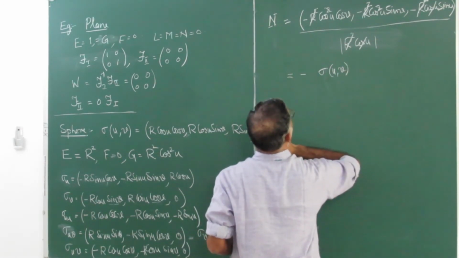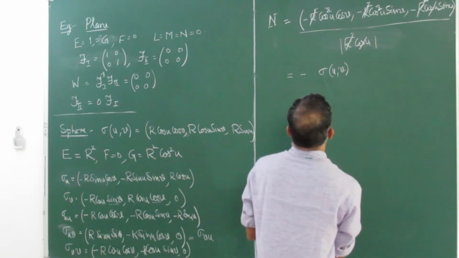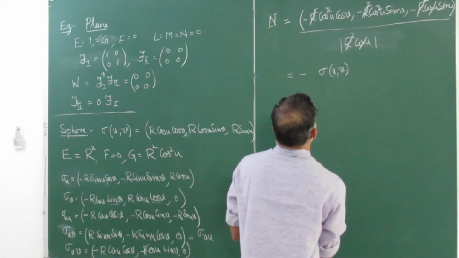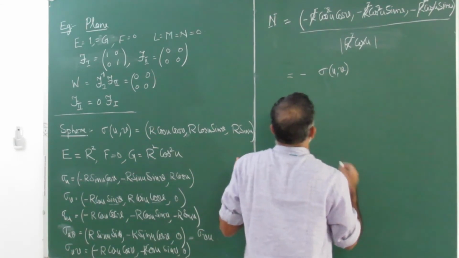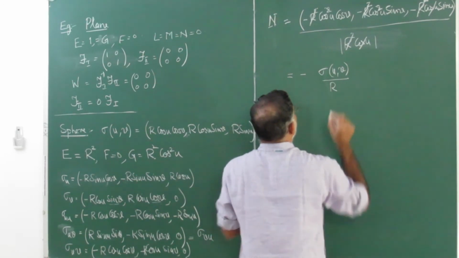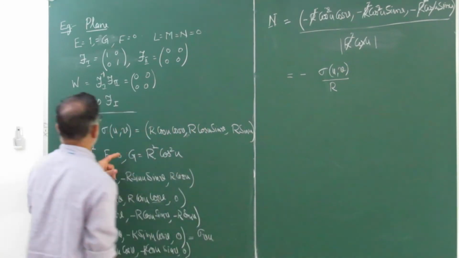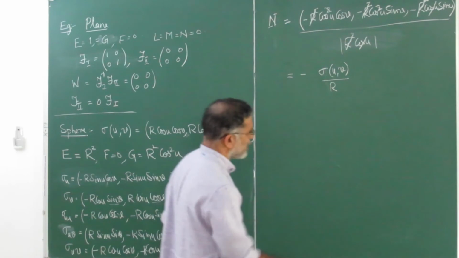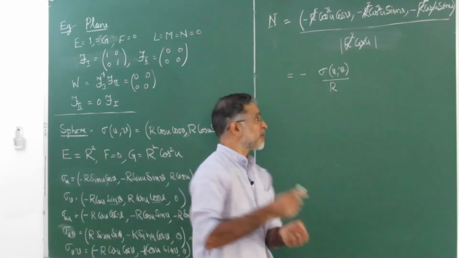upon... wait a minute. Sigma u, this is not sigma uv. This is sigma uv upon r, because sigma uv, if you look at it, okay, so this is sigma uv upon r and minus. So, it is the same vector that you know from the sphere.